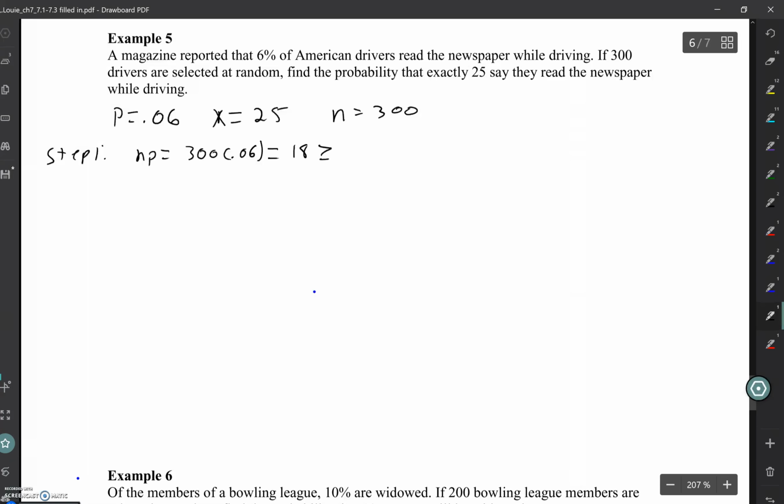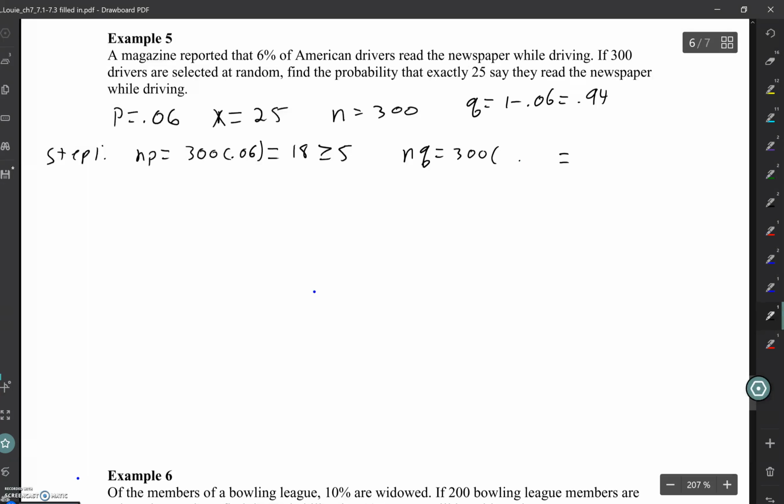18, which is greater than or equal to 5. So that part of the check is good. Then I want to do N times Q. Well, I've got 300, and Q is 1 minus my 0.06. That's the second step, N times Q. What's 1 minus 0.06? 0.94.